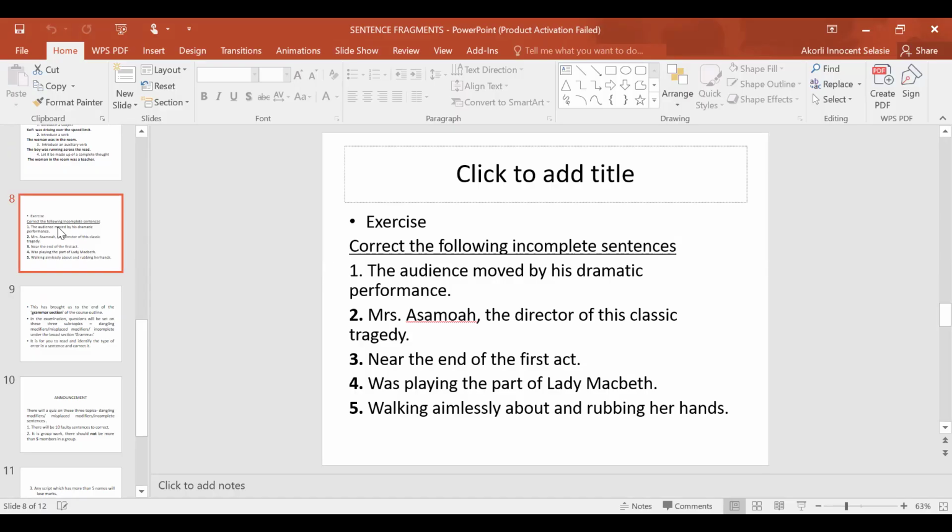Exercise. Correct the following incomplete sentences. 1. The audience moved by his dramatic performance. 2. Mrs. Asamoah, the director of the classic tragedy. 3. Near the end of the first act. 4. Was playing the part of Lady Macbeth. And 5. Walking aimlessly about and rubbing her hands.